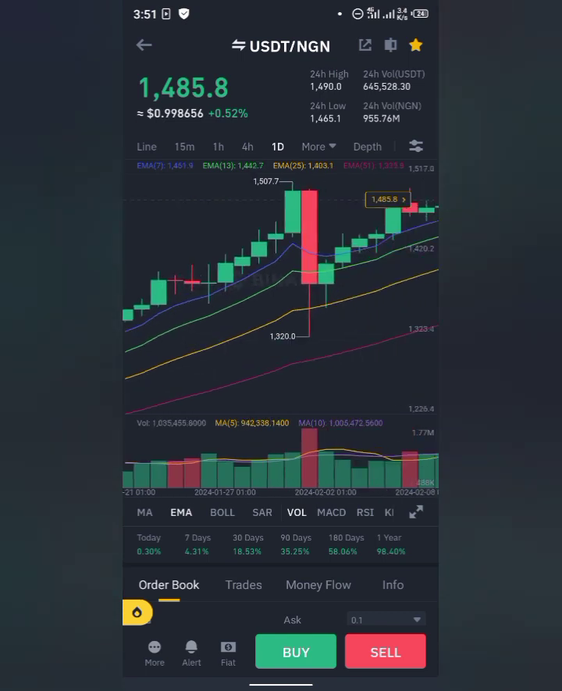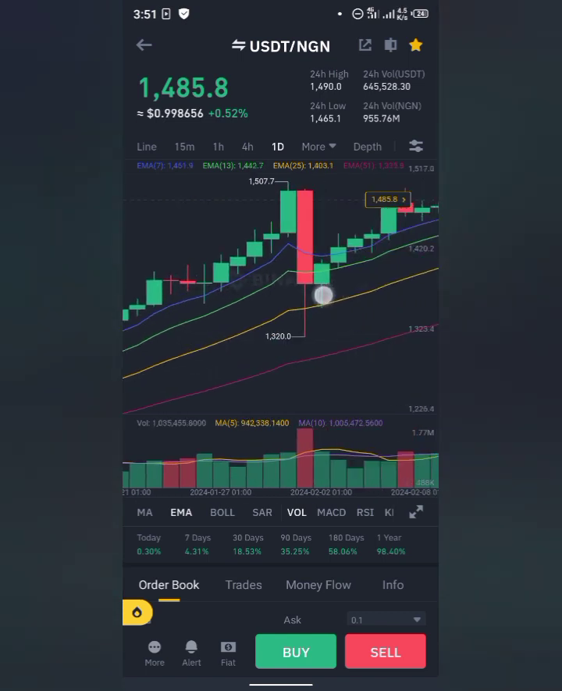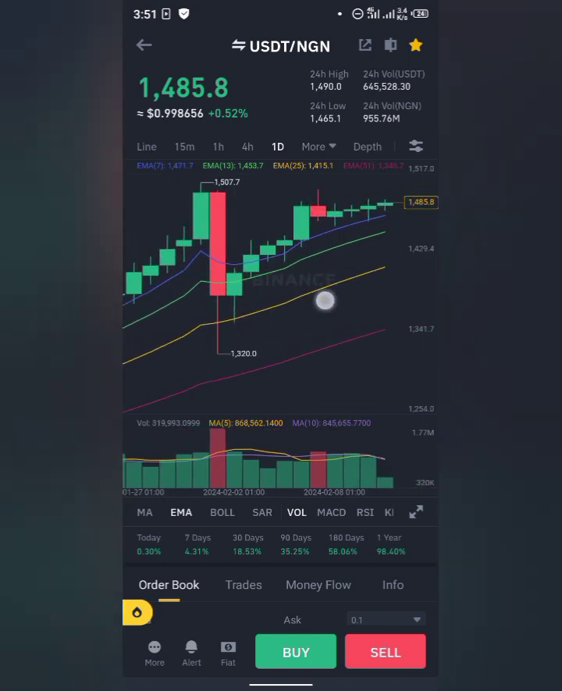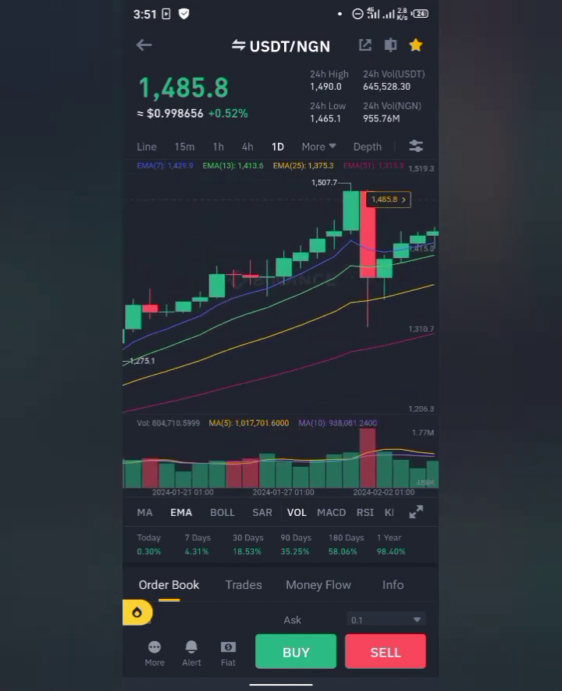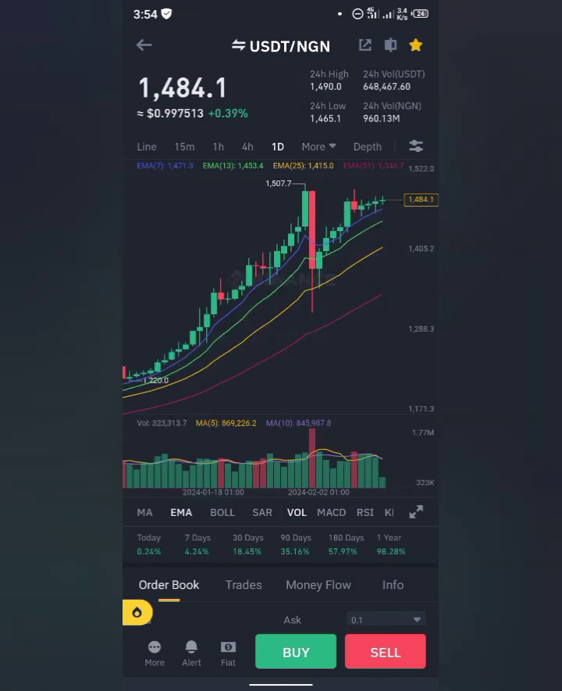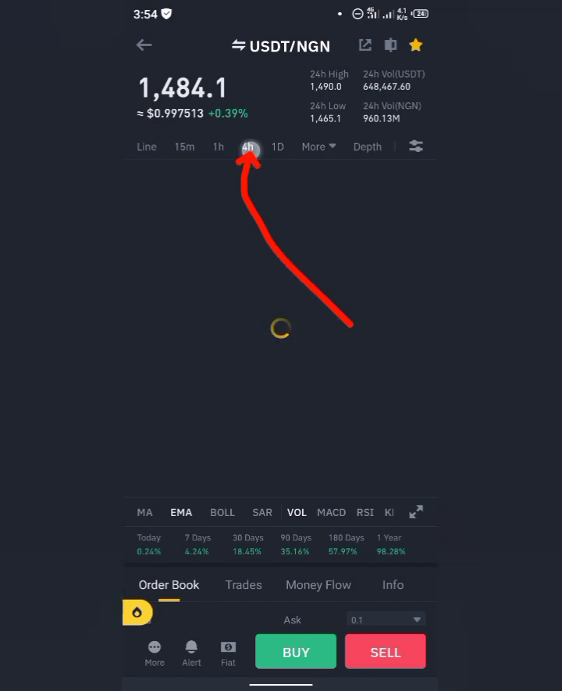Even coming here when it dropped a little bit, but it didn't cross, and you can see that that was very profitable. And this does not only apply to the USDT/naira, you can also check other currency pairs, guys. So let's also check this out on the 4 hours trade, guys.